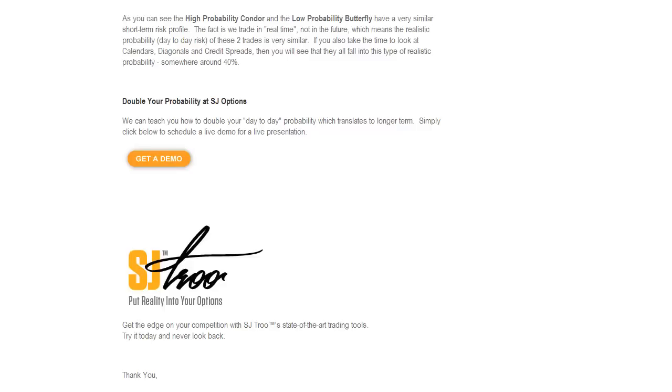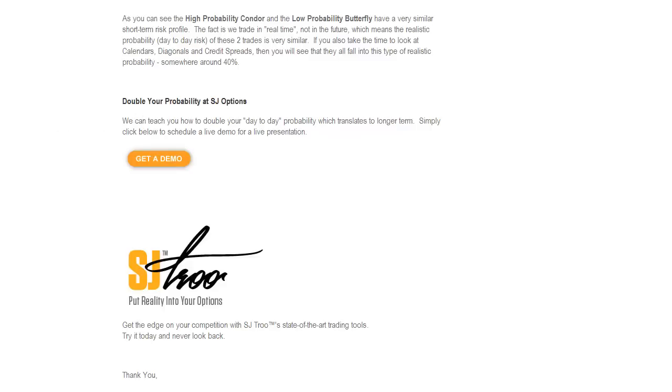So I already kind of did this for you, but for homework, you could certainly look at calendars, diagonals, and credits and determine for yourself, because everybody has their own risk appetite, what your safe zone is and what that probability is once you factor in the area that you're willing to be in on the trade. For me, they're about 35 to 40% probability.